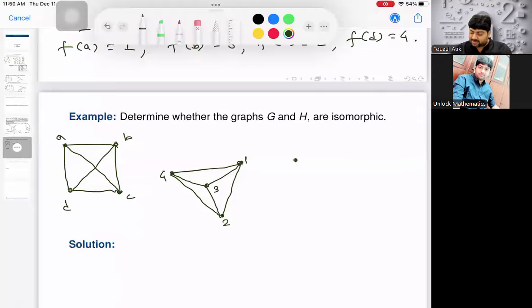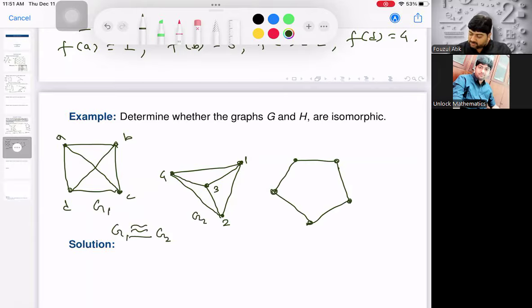Okay, I'm giving one more example. Check these two graphs. This is G1 and this is G2. So G1 is isomorphic to G2. These two graphs are isomorphic.